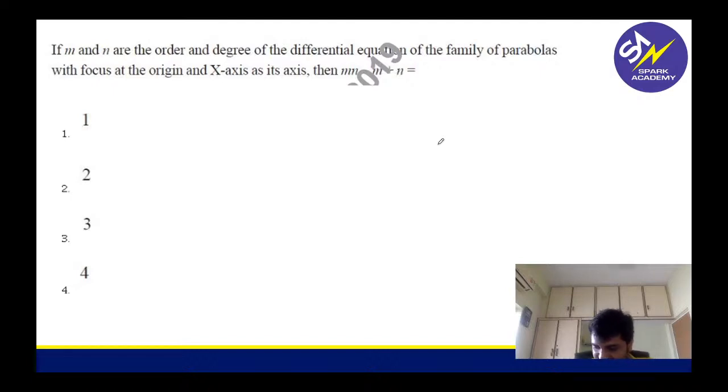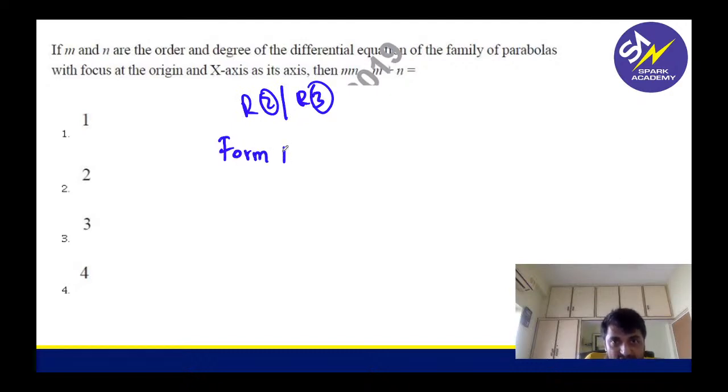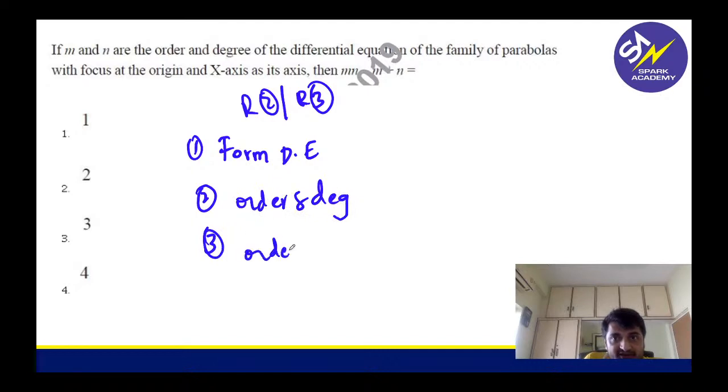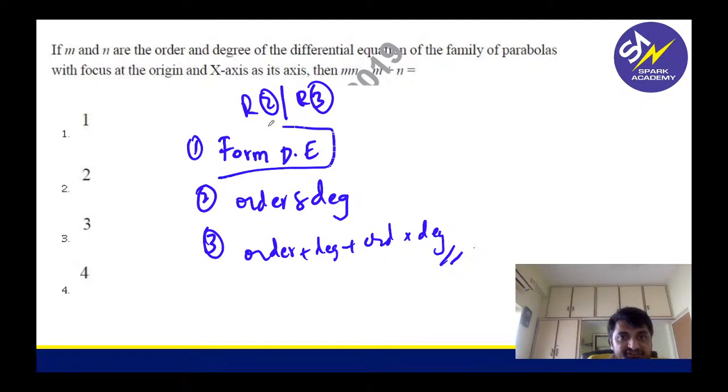What will be this? This is tricky. Round 2 or round 3. Because first he is actually asking you to form the differential equation. Then he is asking you order and degree. Then he is asking you what is order plus degree plus order into degree. Three steps, guys. Tell me how to form this differential equation.